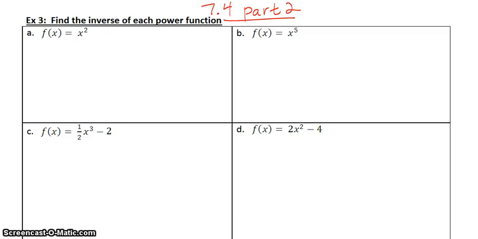So, looking at the back page of your notes sheet, we're going to now be finding more inverses and talking about something called the horizontal line test. Actually, we're going to be doing the same thing we did for example 1. The only reason it's in a different section is that now the functions we're given are things like x squared, x to the fifth, stuff like that. So it's a little bit different than what we did before. And also, they're going to give it to you in official function notation with the f of x.